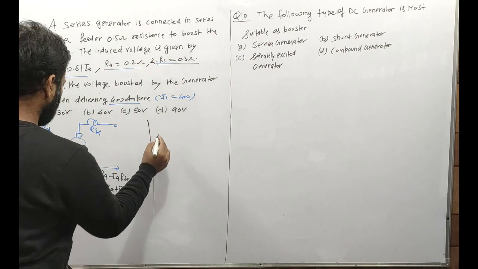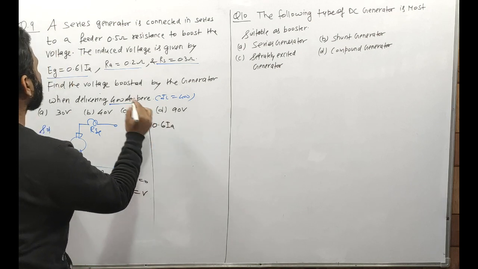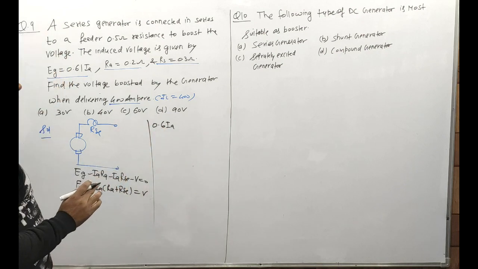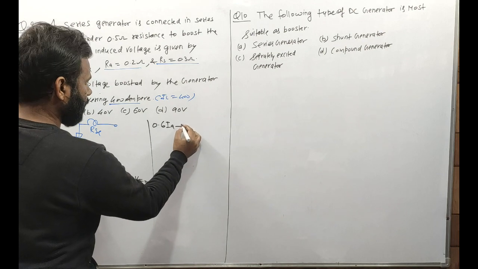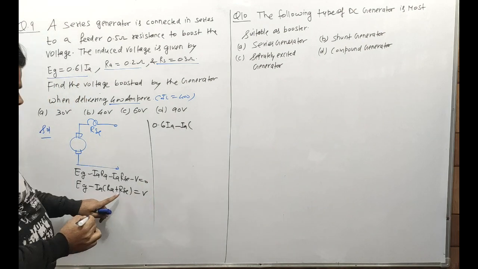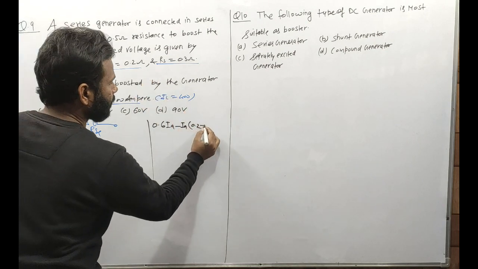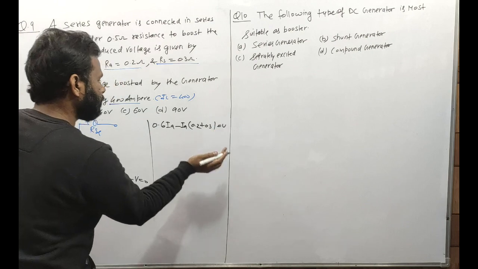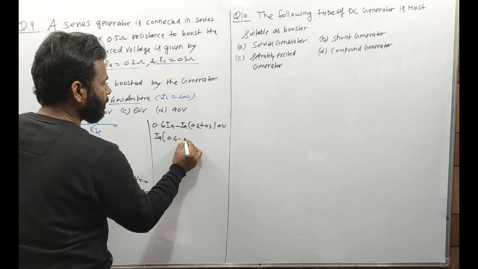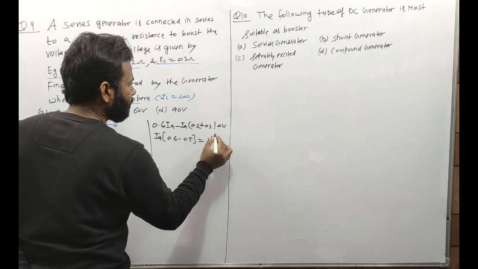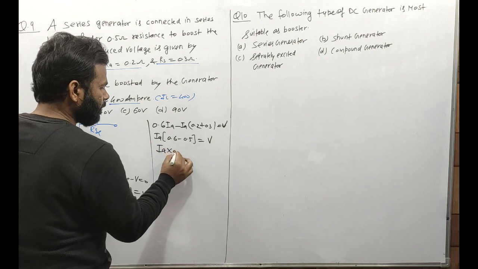Solving here. So it is EG, 0.61 IA. Is it okay? 0.6 IA. Okay, I just take it as 0.6. Then it is minus IA common here. RA is how much? 0.2. And RSC is how much? 0.3. That is equals to V. Now just take IA common from the whole. So IA, that is 0.6 minus 0.5, that is equals to V. Is it okay? So it is IA into 0.1 equals to V.